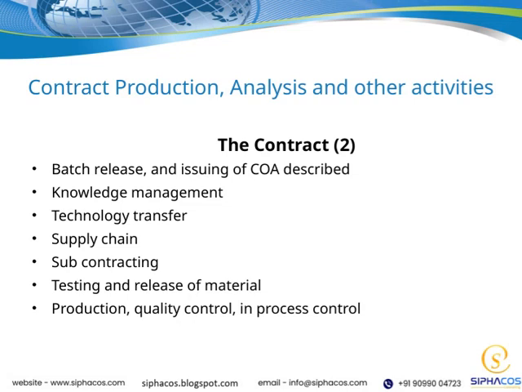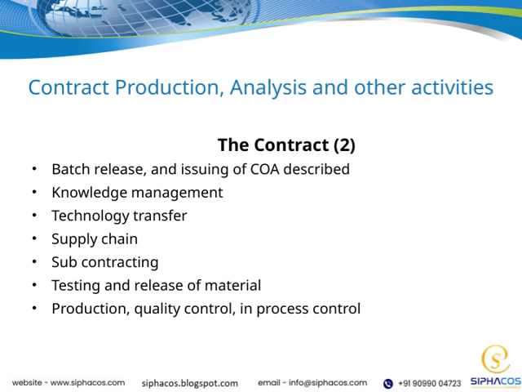Now, let's take a closer look at some of the key aspects involved in the contract phase. First, we have batch release and the issuing of the Certificate of Analysis, or COA. This step is crucial because it ensures each batch meets the required quality standards before it moves forward. Next, knowledge management plays a vital role here. It's about capturing and sharing critical information to maintain consistency and improve processes across the board. Technology transfer is also a key element, especially when moving from development to manufacturing. Ensuring this transfer is smooth helps prevent delays and quality issues.